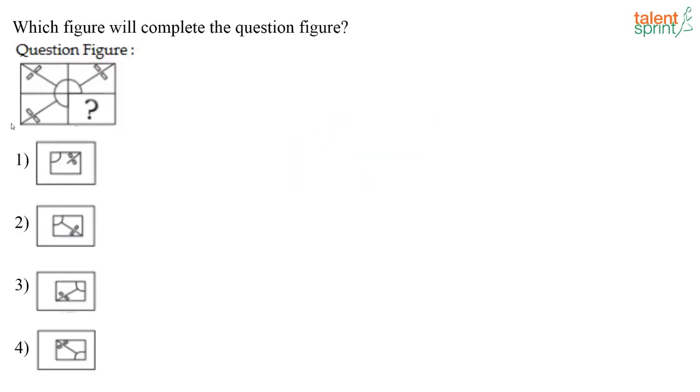Next one. Which figure will complete the given question figure? Again very easy. What should come here to complete this figure? It should be like this, right? Which is the correct option? Option 2. That is the only option where you have a figure like this. That is what should come to complete the given figure. Next one.